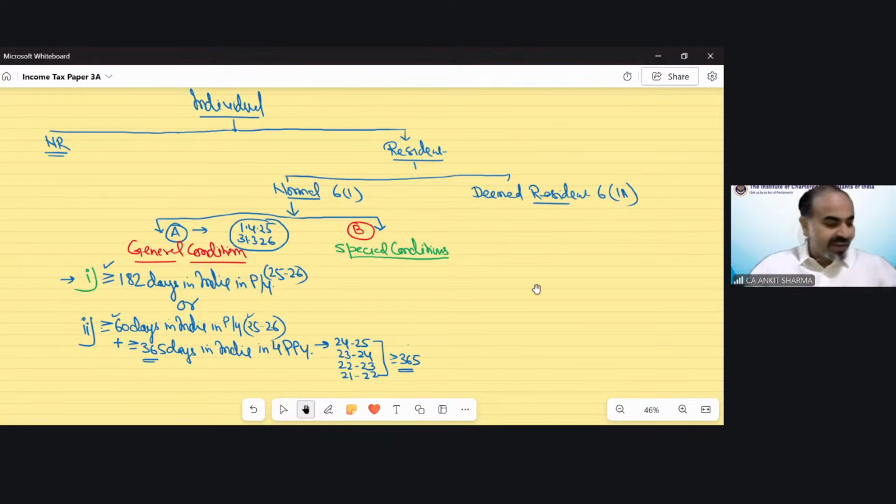So the general conditions we have discussed, students. Now we are moving on to our special conditions. These special conditions are very, very important. As I asked you in the beginning, if there is a question regarding the residential status of an individual, firstly you need to check whether it's a category A case or a category B case. If it is category A, you need to check these two conditions. If yes, he or she would be a resident. And if it falls in category B, then there are 3 special conditions mentioned for category B.